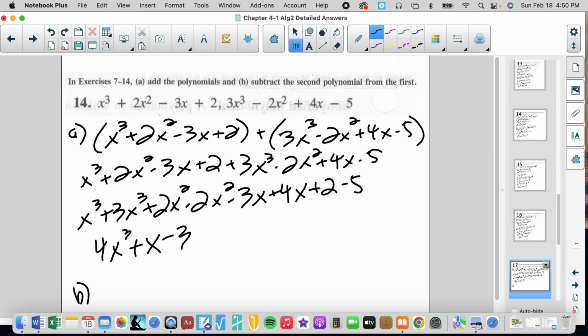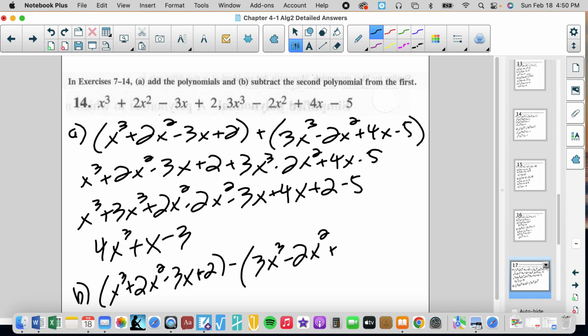Now B, we're going to subtract those big polynomials. x cubed plus 2x squared minus 3x plus 2 minus the quantity 3x cubed minus 2x squared plus 4x minus 5.